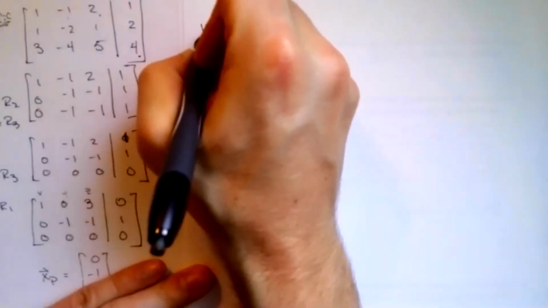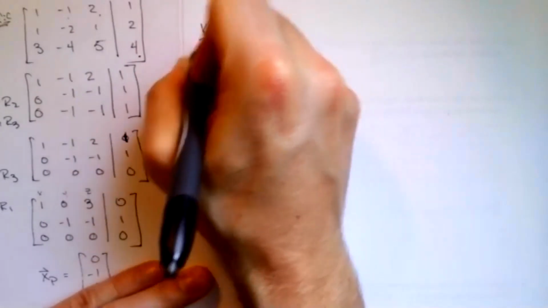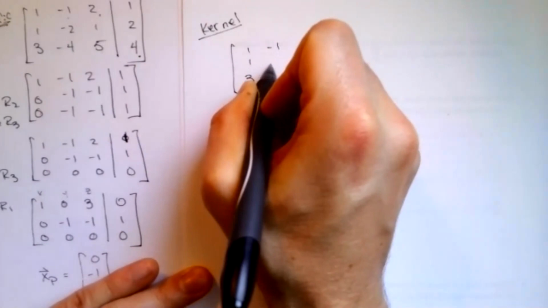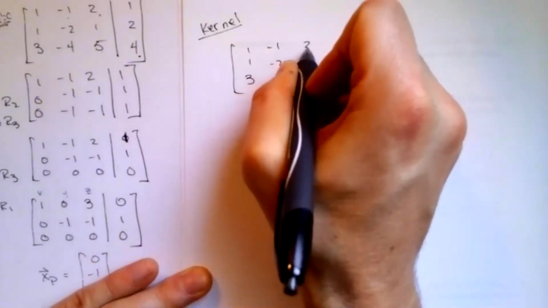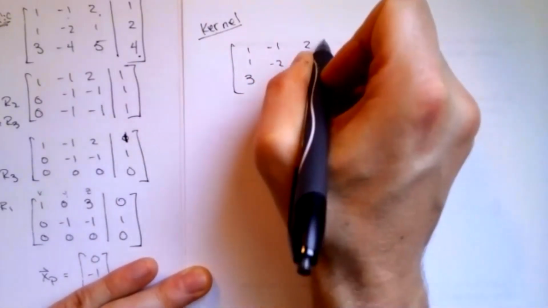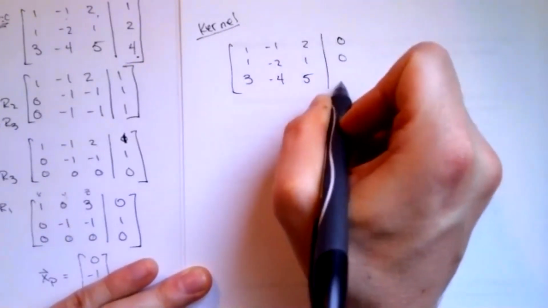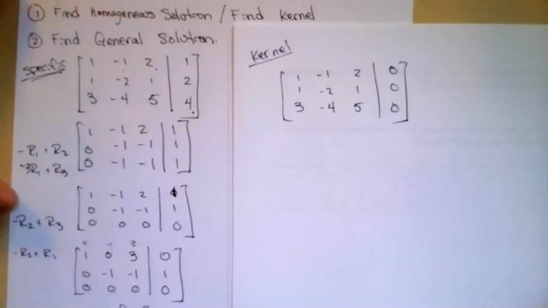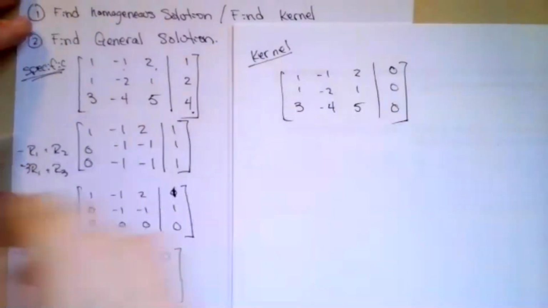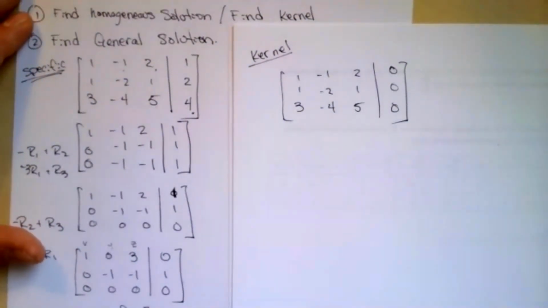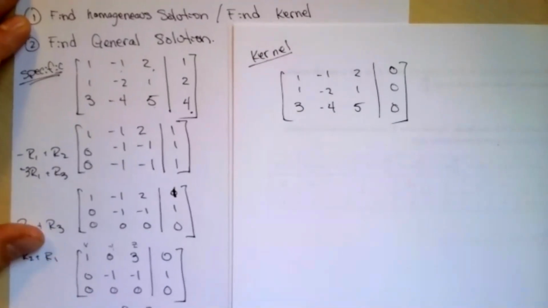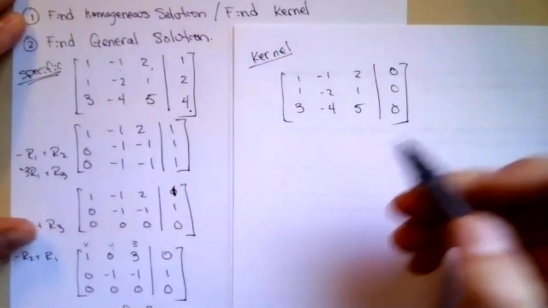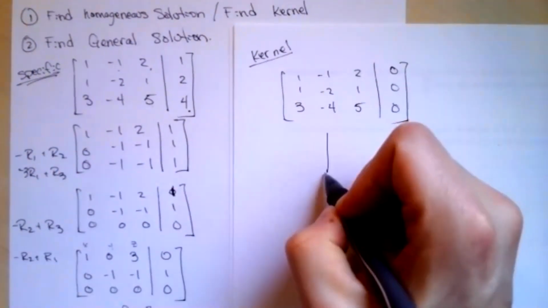Our kernel, what are we going to have? We're going to have the same transformation, but now sending a vector, we're looking for the vectors it sends to 0. How do we find this? We perform the exact same row operations.